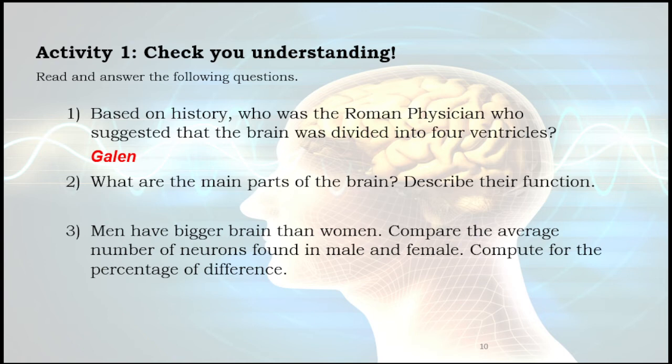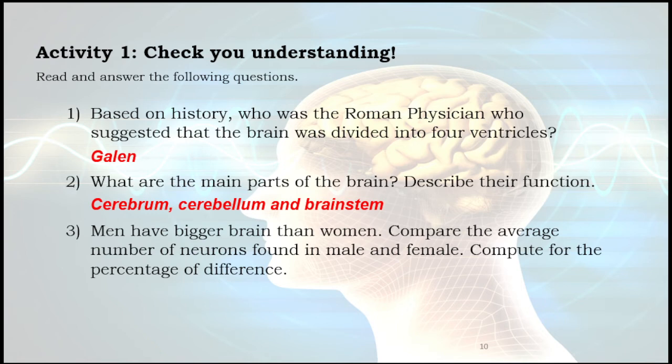Very well said. The three main parts of the brain are the cerebrum, cerebellum, and the brainstem. The cerebrum is responsible for the sensing, thinking, learning, emotions, and voluntary movement of the body. On the other hand, the cerebellum controls the balance and fine muscle movement. And the last one is the brainstem, which connects your cerebrum and cerebellum to your spinal cord.